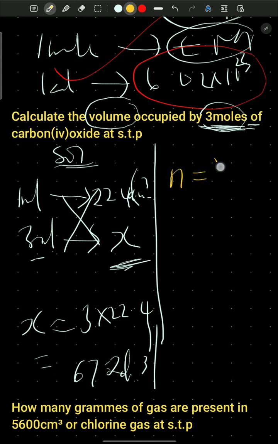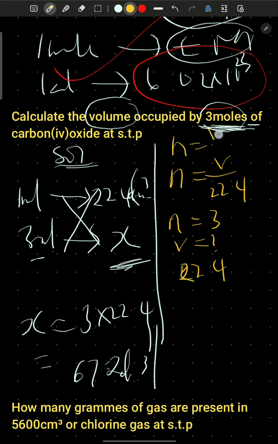You say n is equal to v all over 22.4. Don't forget, you bring out your parameters from the question. n is equal to 3. We don't know the v. We have to calculate the volume, but we know 22.4 already, which is called the gram molar volume. So sometimes we could put it as n equal to v all over gram molar volume. So gram molar volume is 22.4.